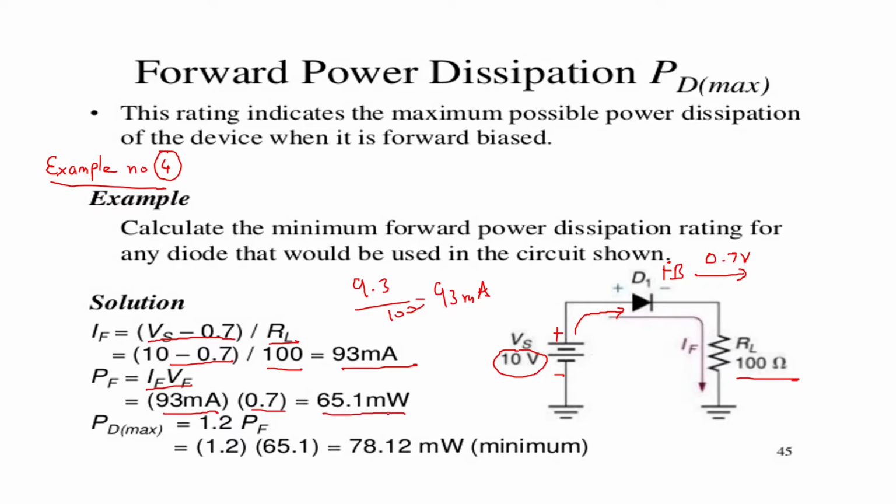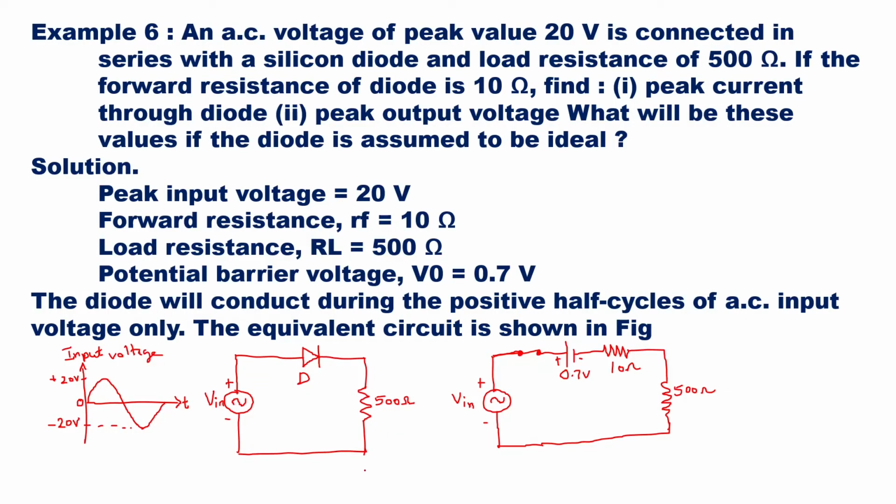Now this is the exact value, and according to the formula, the minimum power required should be multiplied by 1.2. So 1.2 into 65.1 is 78.12 milliwatts. Minimum forward power is required. Then we'll go to the next problem, example number 5. Here in this example, it is asked: an AC voltage of peak value 20 volt is connected in series with a silicon diode and a load resistance of 500 ohms.